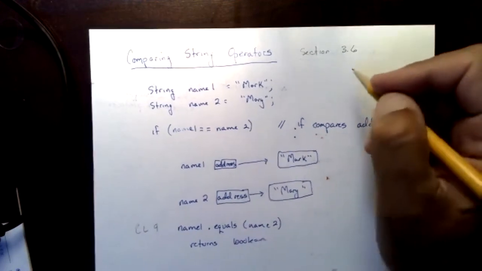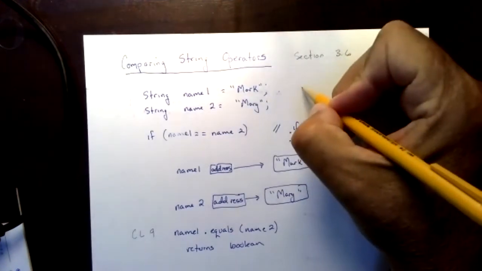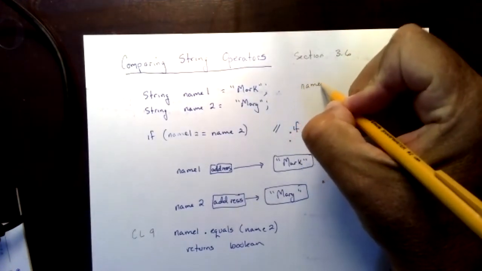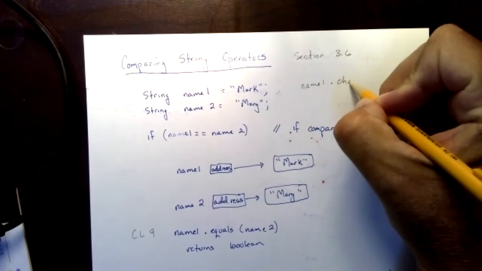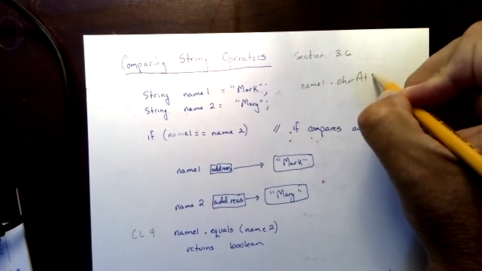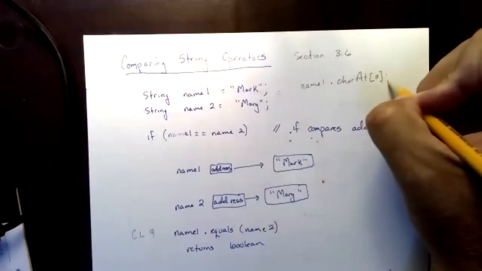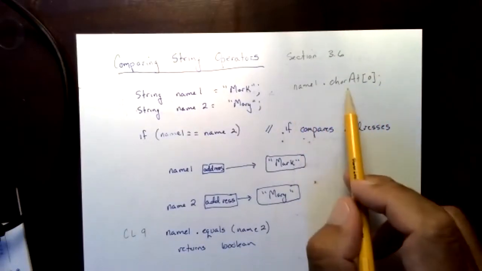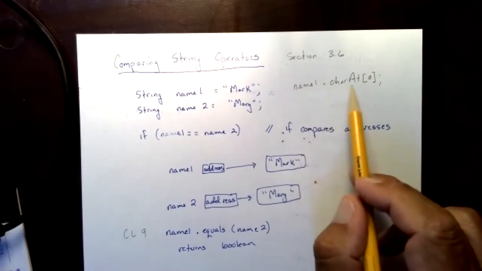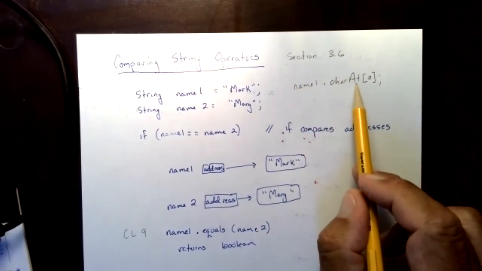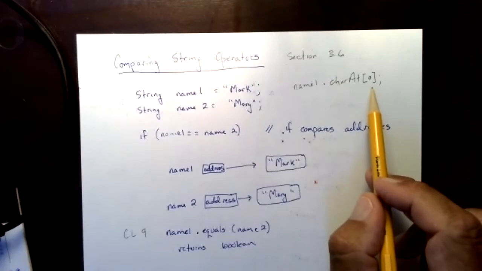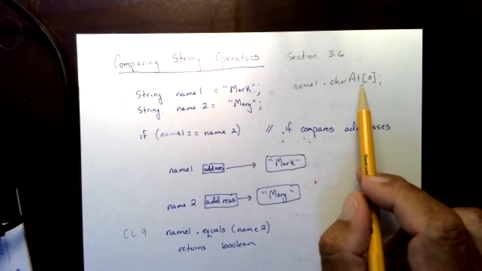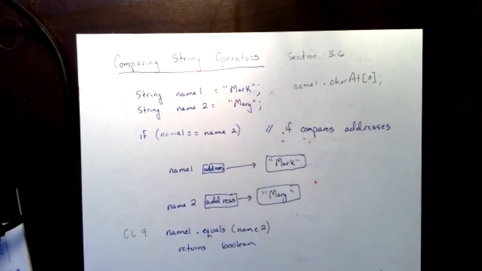Now, what did I mean a moment ago? Well, we've done a couple of things like name1.charAt(0). That was a method that goes along with strings, and it says, hey, take name and get the character that's at position 0, and what would that give me? M, right? That capital M.